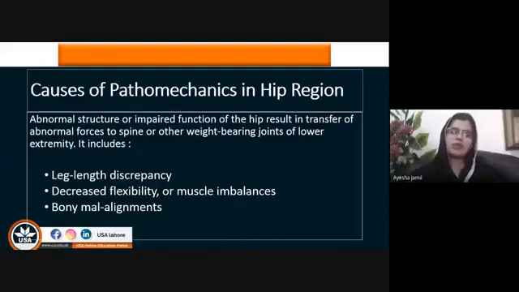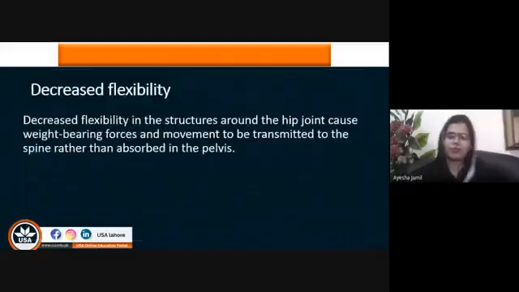Any disturbed bony alignment, either congenital or acquired, or any deformity in the hip can also cause disturbed mechanics of the hip. Let's take one by one what these causes are and how they cause and contribute to the impairment in the normal mechanics of the system.